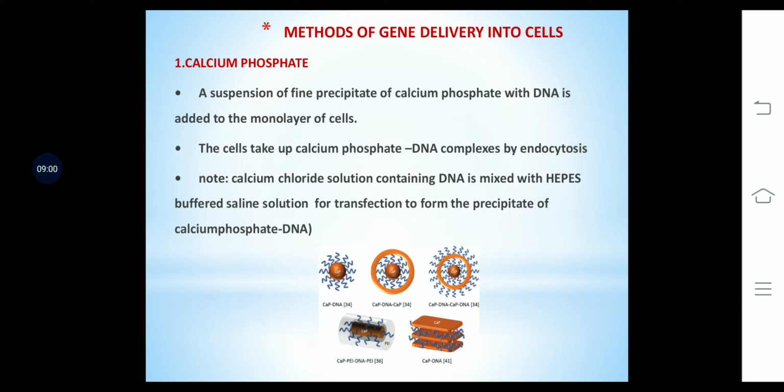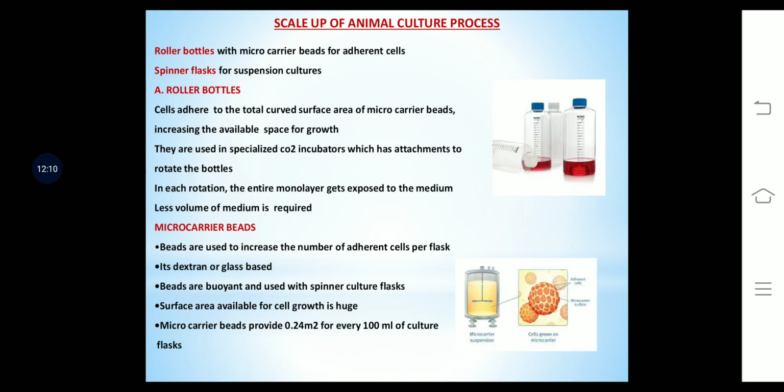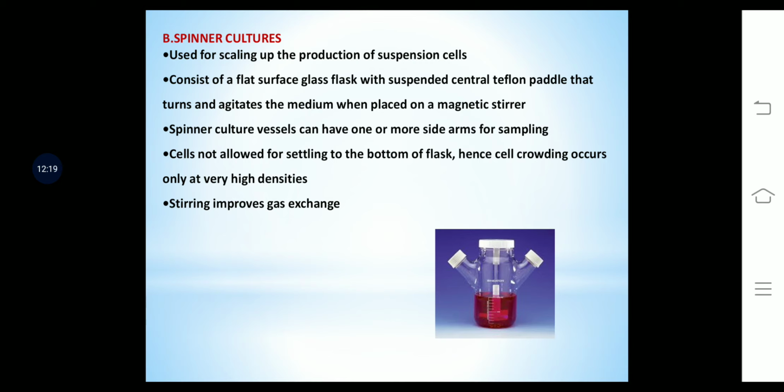The advantage of this type of method is that we don't need a lot of medium, because it is in rotation and keeps getting exposed to the cells. Microcarrier beads usually are made of dextran or glass, and they increase the number of adherent cells per flask. The surface area is also large because it's spherical, and it provides 0.24 meter square for every 100 ml of culture flask.